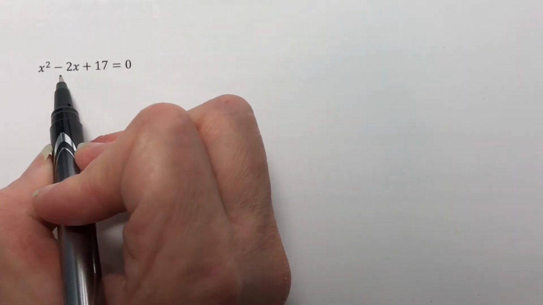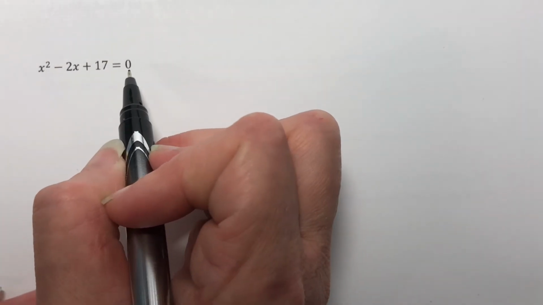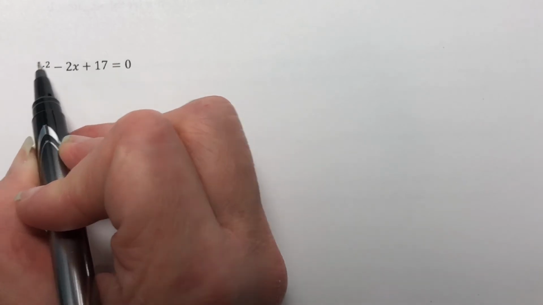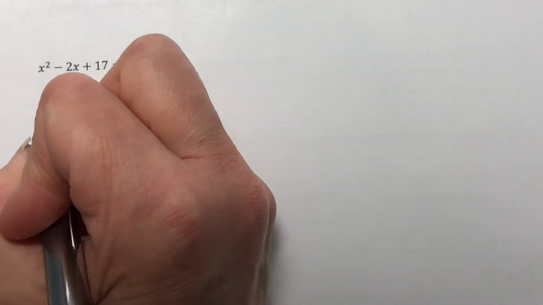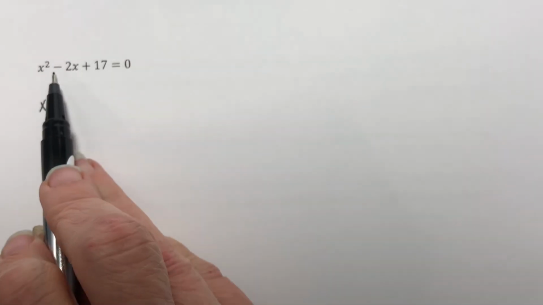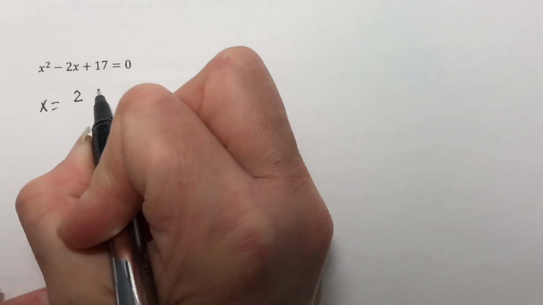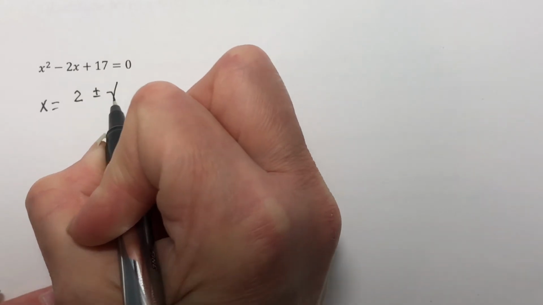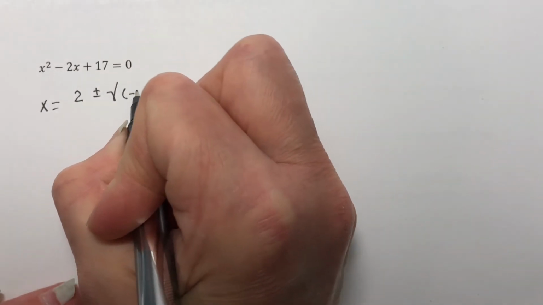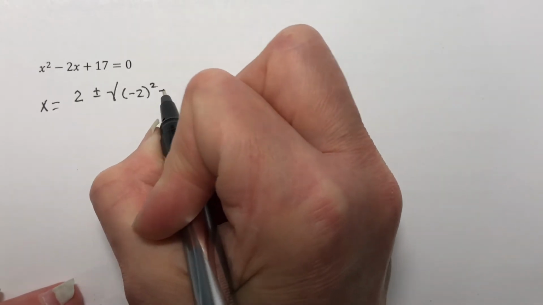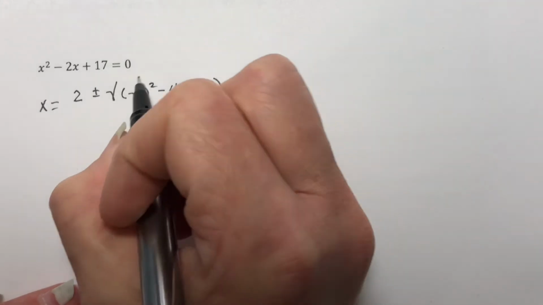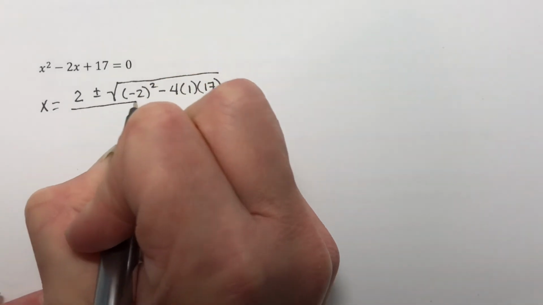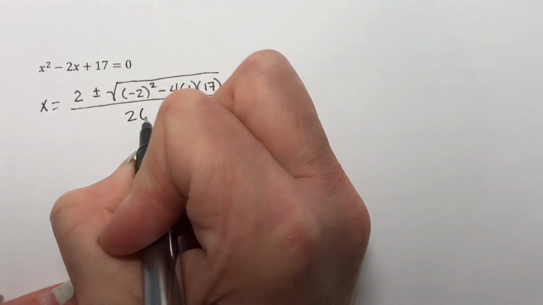Okay, one more. x squared minus 2x plus 17 equals 0. Your a is 1, your b is -2, and your c is 17. So x equals -b. This is -2, so I write down a +2, plus or minus the square root of b squared, here's where those parentheses matter, minus 4 times a, which is 1, times c, which is 17. And this is all over 2 times a, which is 1.